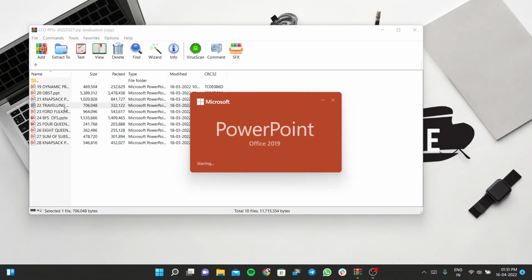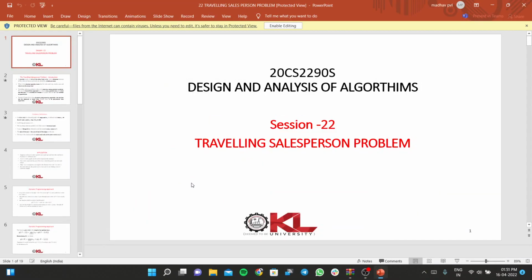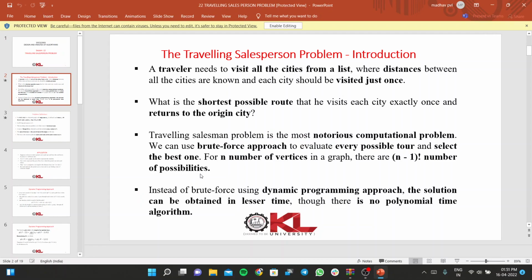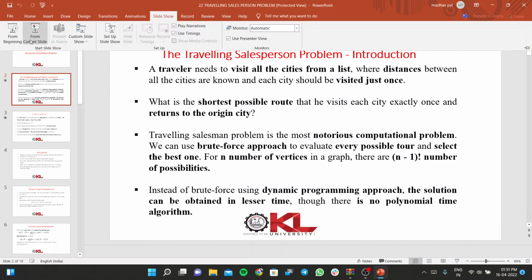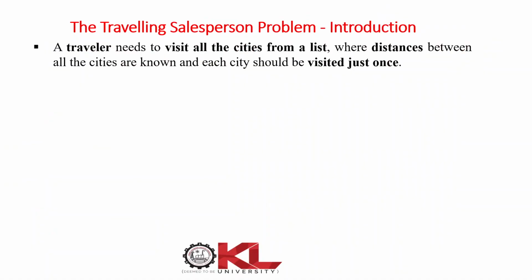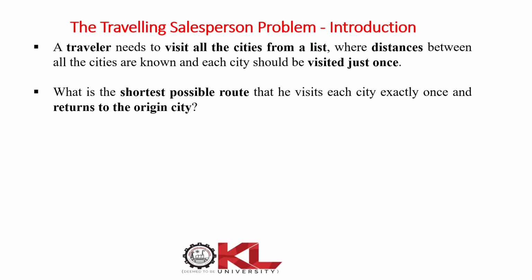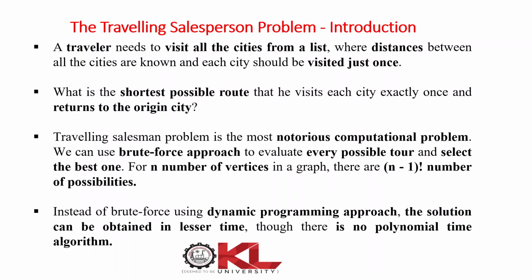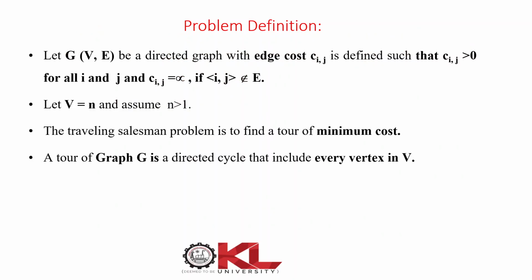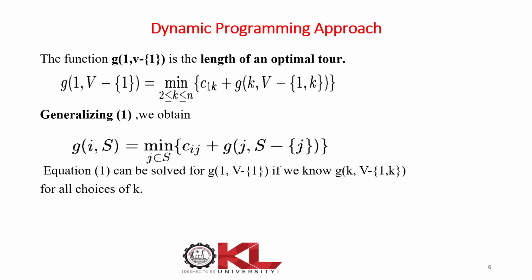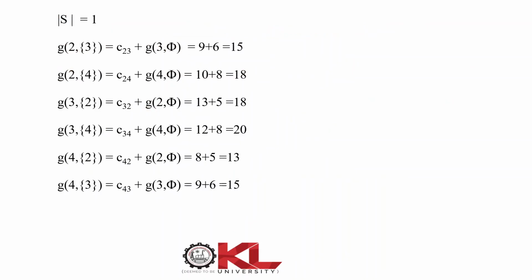Now let us get into the next one, that is the travelling salesman problem. I think the travelling salesman problem is known by everyone. You need to visit all the cities on a list, and you need to finally return to his home place, and he should visit everything only once. So we need to find the shortest route with the help of the travelling salesman problem. These are all things you need to remember.